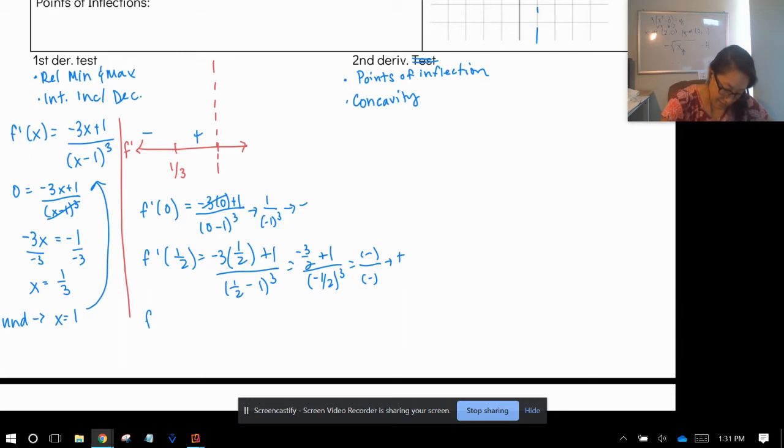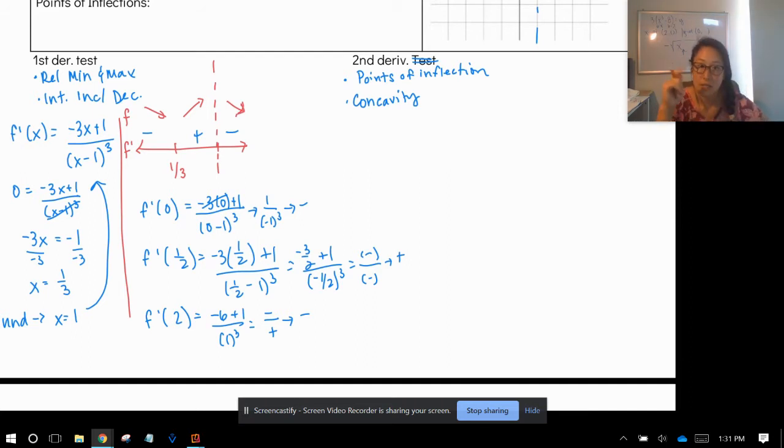And finally, past 1, f prime of 2 is equal to negative 6 plus 1 over 2 minus 1, which is 1 cubed, giving me a negative over a positive, which is going to result in a negative. So f prime is negative, positive, then negative, which tells me about f regular, which is decreasing, increasing, decreasing. So our graph is going to decrease, increase, decrease.